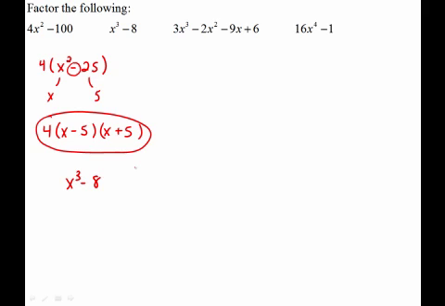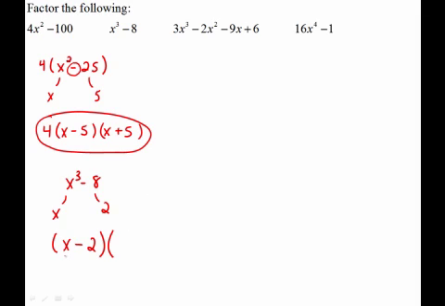X cubed minus 8 looks like difference of 2 squares, except they're not squares, these are cubes. And so that has a root of x, and that has a root of 2. And the pattern for difference of 2 cubes is, you look at the roots, in the first parenthesis, first root, steal the sign from between here, so if it's minus, this is minus, and then take the second root. So the x minus 2 came directly from here, x minus 2.